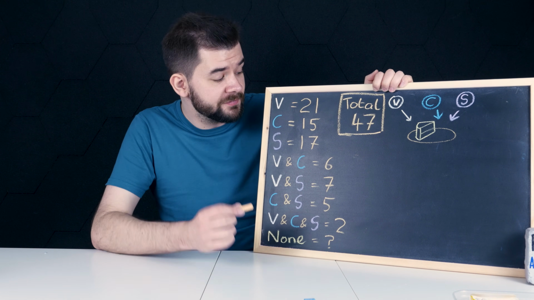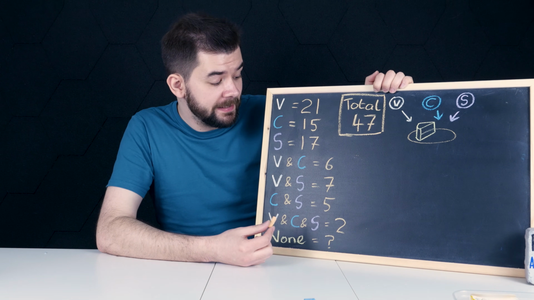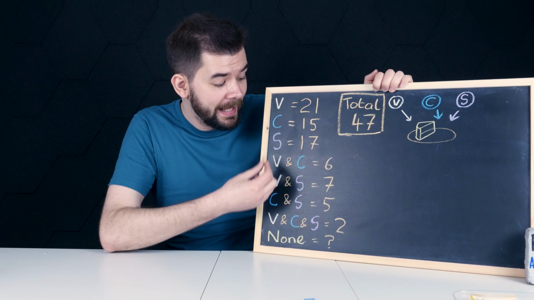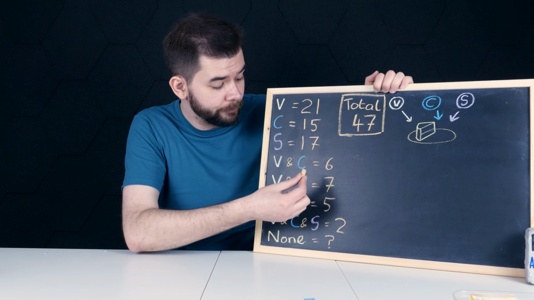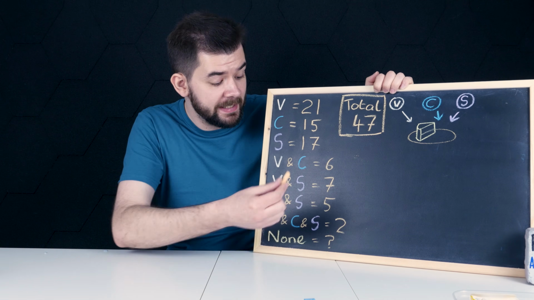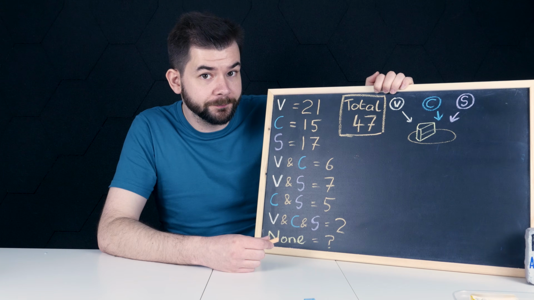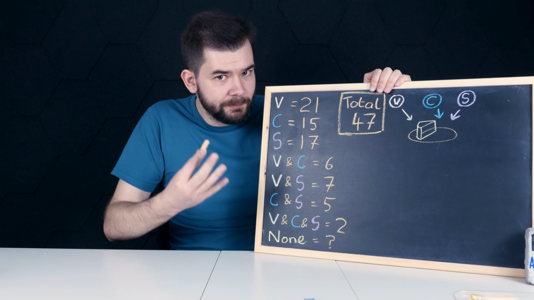But they do know this: the number of desserts with vanilla is 21, with chocolate it's 15, strawberry is 17, vanilla and chocolate 6, vanilla and strawberry 7, chocolate and strawberry 5, and with all 3 flavors is 2. And by the way, I'm probably one of those 2 people. And there's a subtlety here that we really need to be careful about.